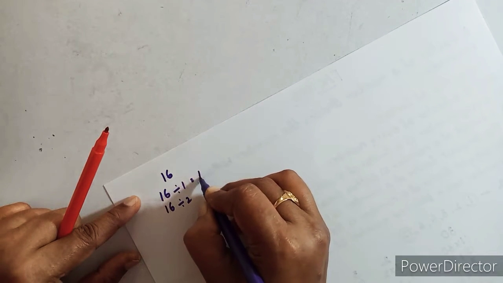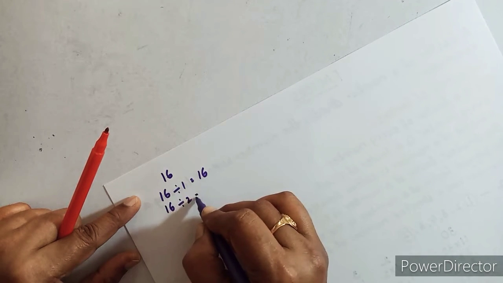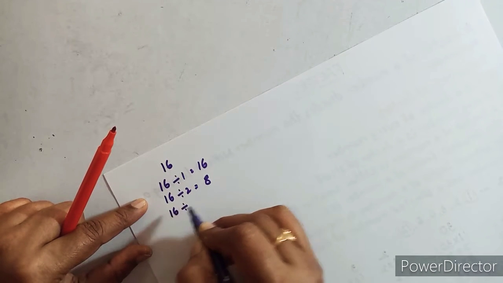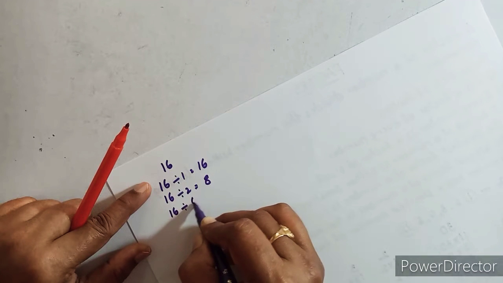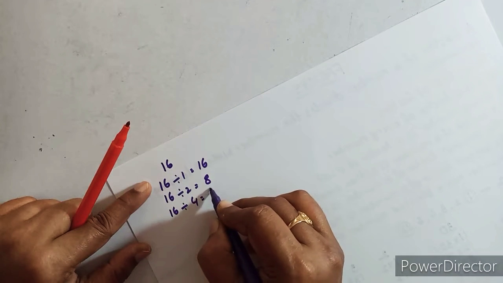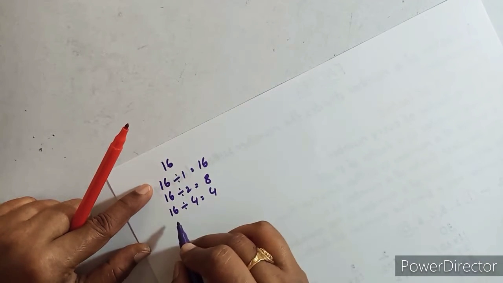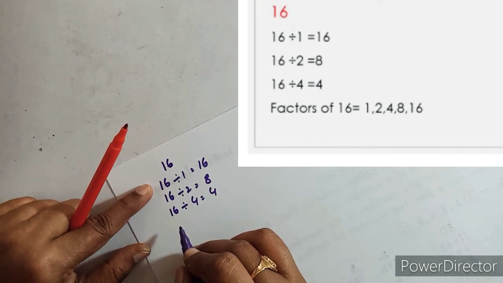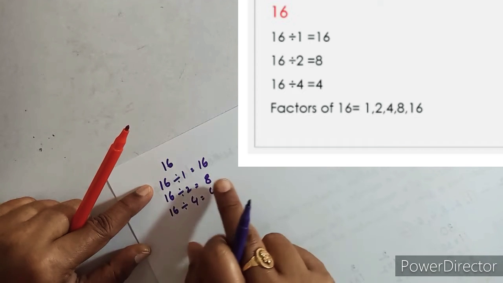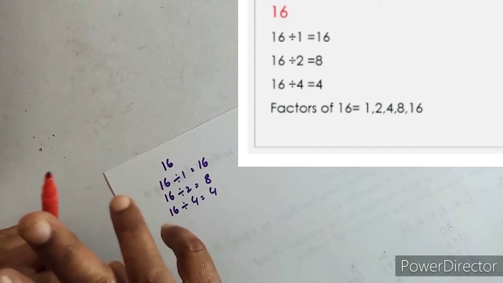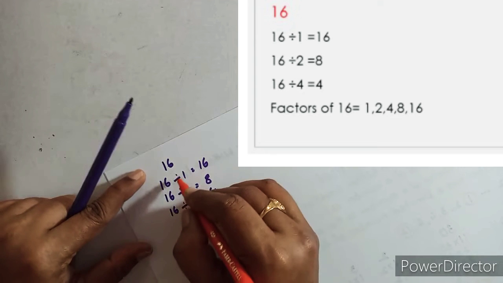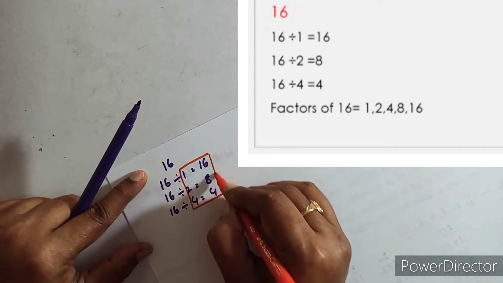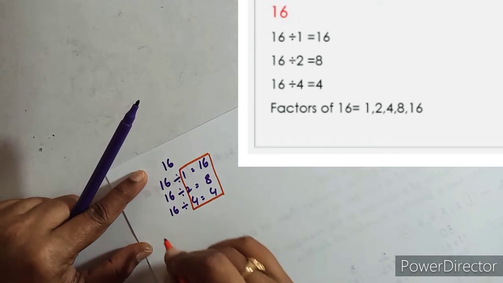When you divide with 1 you will get the quotient 16. When you divide with 2 you get the quotient 8. And when you divide with 4, whereas we can't divide 16 with 3, you will get the quotient 4. And can you divide 16 with 5? No. 6, 7, 8. 8 already we got here. So here you can divide 16 in these many different ways. So these are called the factors of 16.